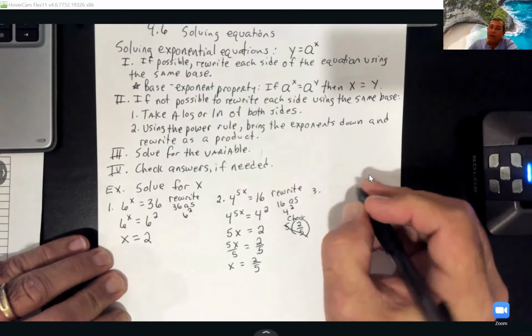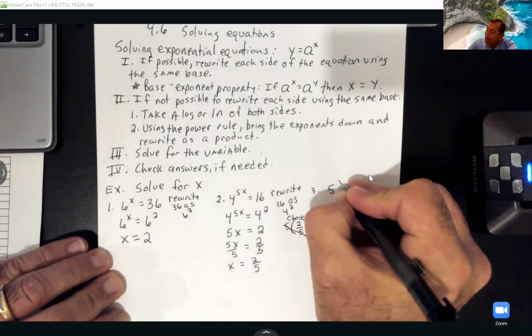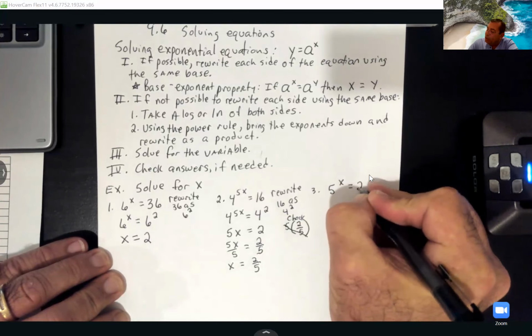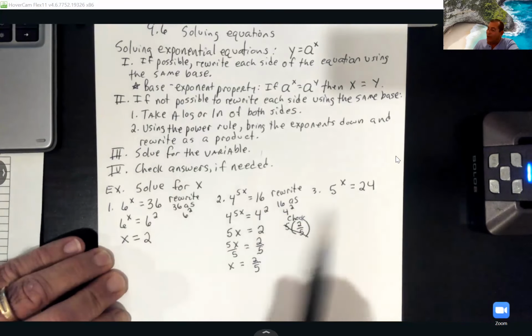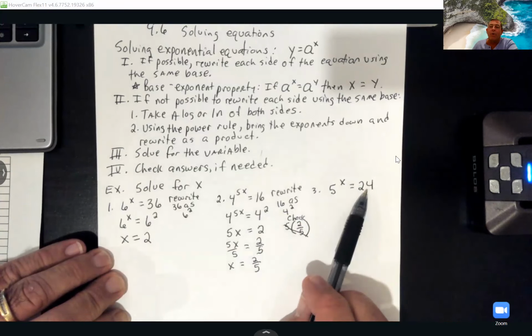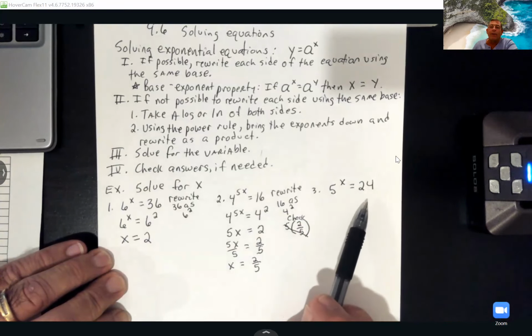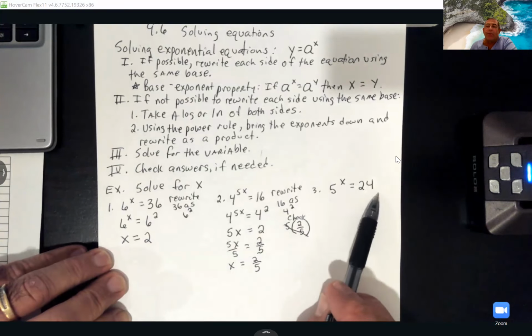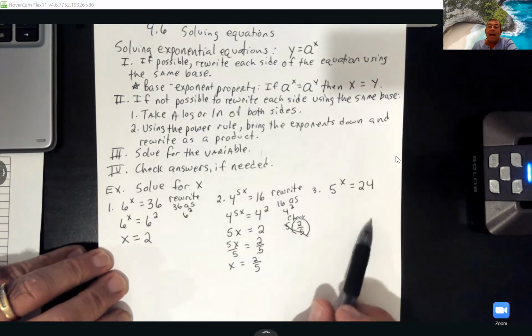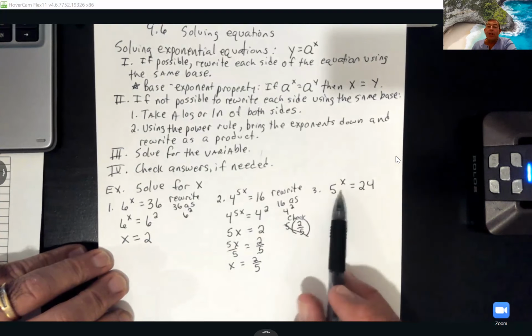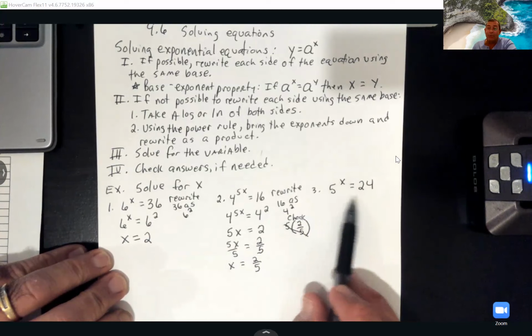All right, now watch this, and y'all are going to change the game. I got 5 to the X equals 24. So there's nothing I can do to this 24 to make it a 5 raised to an exponent. Because 5 to the first is 5. 5 squared, well, that's 25. So there's nothing I can do to rewrite this one, okay?